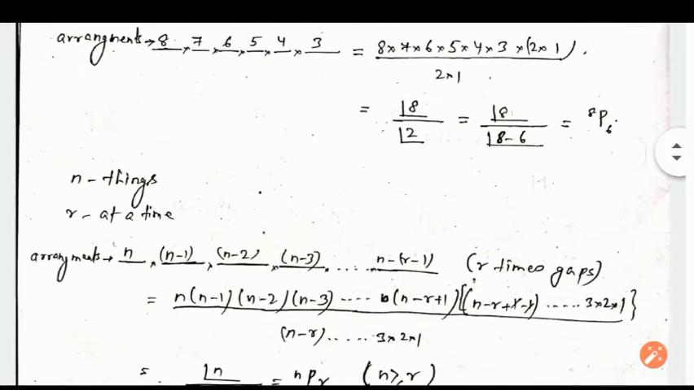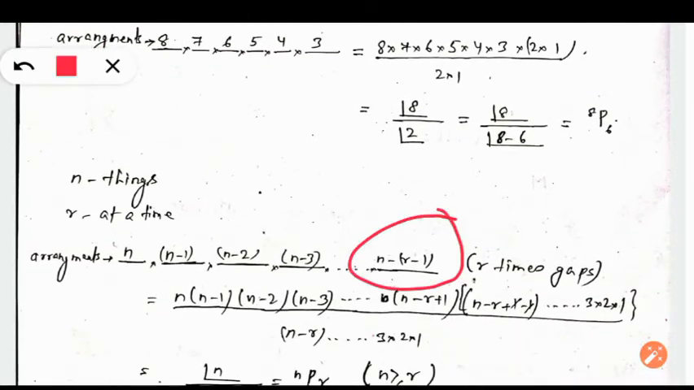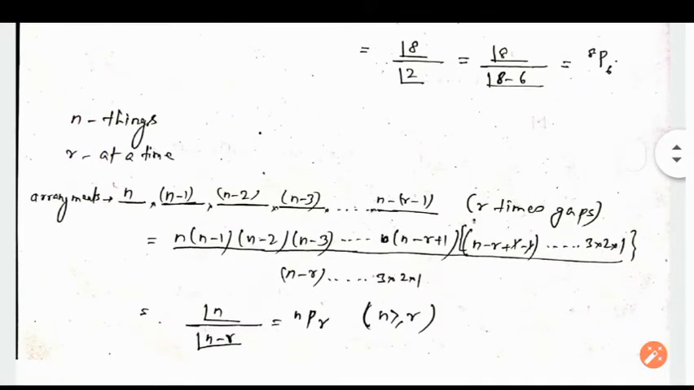Similarly, what will be the last factor then? Here we have r, so we must have n minus 1 less than r, n minus of r minus 1. That is why we have this n minus, and in bracket we have r minus 1, 1 less than r. Okay.